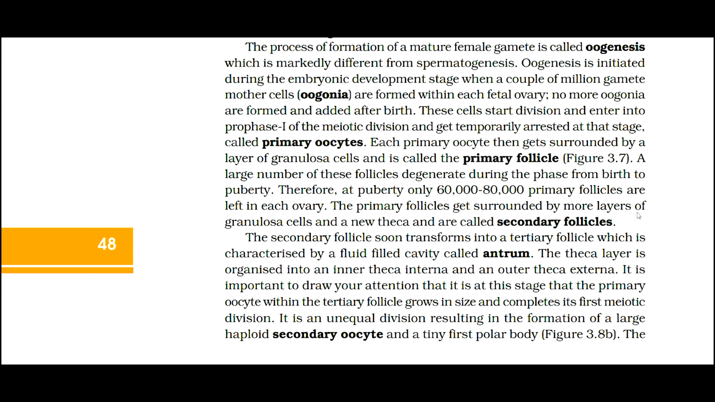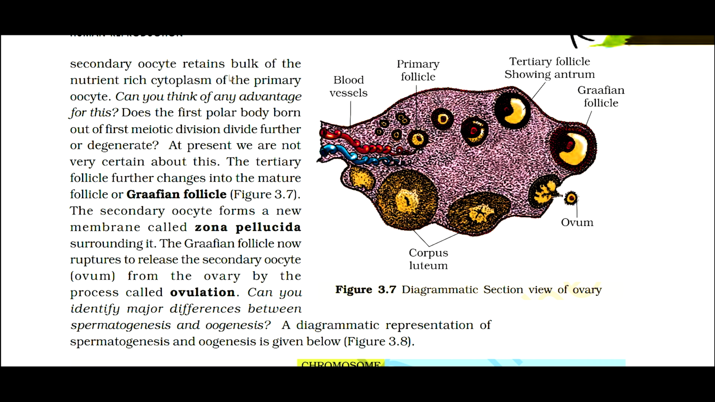The primary follicles get surrounded by more layers of granulosa cells and a new theca and are called secondary follicles. The secondary follicles soon transform into a tertiary follicle, which is characterized by a fluid-filled cavity called antrum. The theca layer is organized into an inner theca interna and an outer theca externa. It is important to draw your attention that it is at this stage that the primary oocyte within the tertiary follicle grows in size and completes its first meiotic division. It is an unequal division resulting in the formation of a large haploid secondary oocyte and a tiny first polar body.